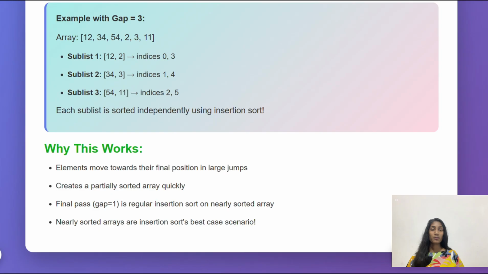The key takeaway is that by performing insertion sort on these gap-separated sublists, shell sort combines the speed of moving elements in large jumps with the accuracy of insertion sort, making it much faster than ordinary insertion sort, especially on large arrays.